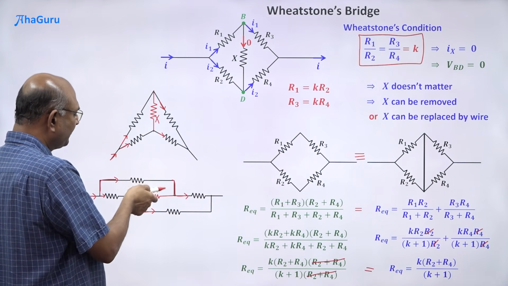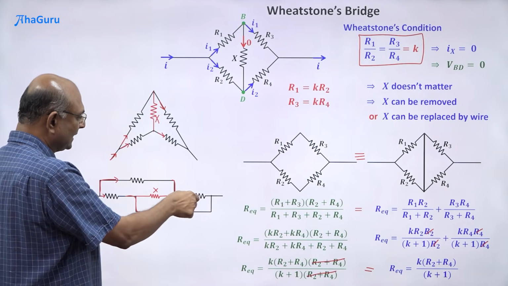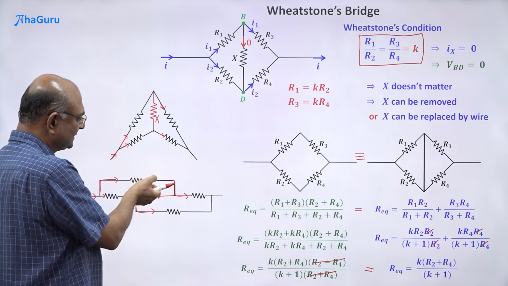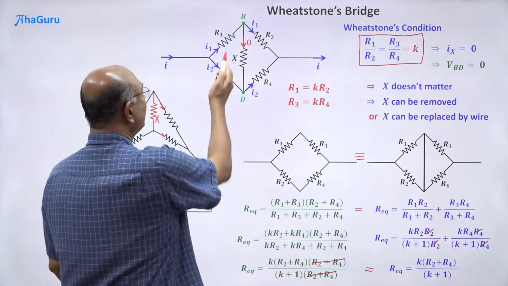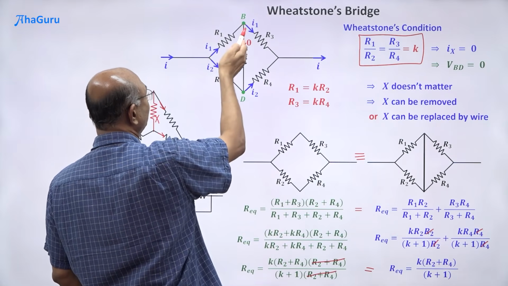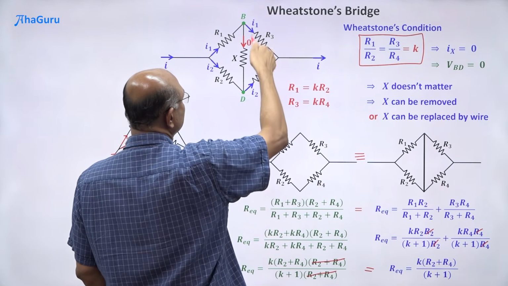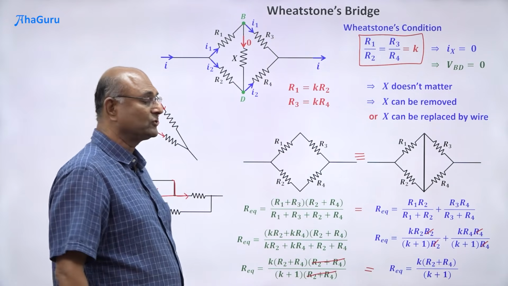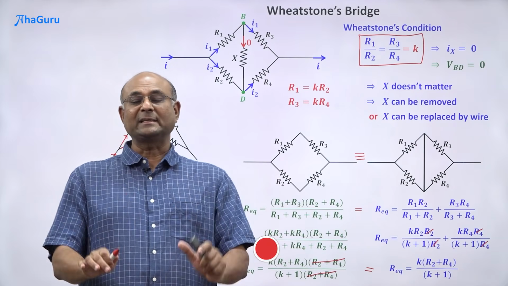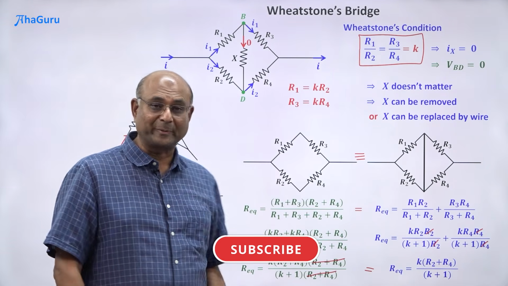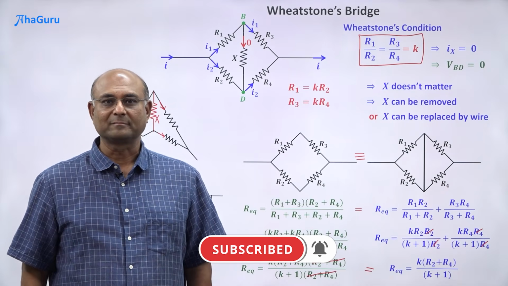And of course, if this side of the bridge, this resistance by this resistance, is equal to this resistance by this resistance, X can be removed. So you need to keep in mind that the resistors on this side of the bridge, R1 by R2, must be equal to the resistances on that side, R3 by R4 ratio. Then X does not matter. Okay, so this is Wheatstone's condition and this is Wheatstone's bridge. Let us see how to use this to solve the JEE problems.